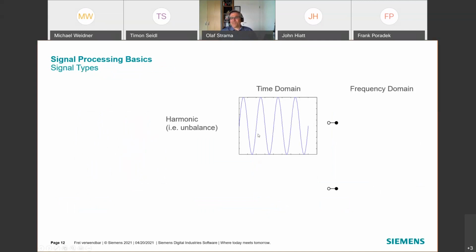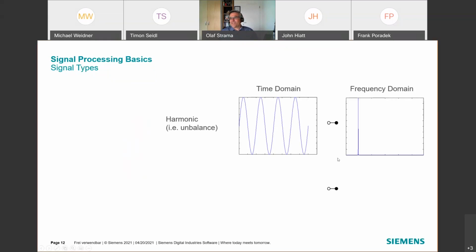The shape of the curve is a sinus wave. That's quite easy. It's completely determined. It can be calculated by the sinus function. We have such signals in practice. For example, an unbalance of a shaft is typically a sinus wave, or is represented as a sinus wave.